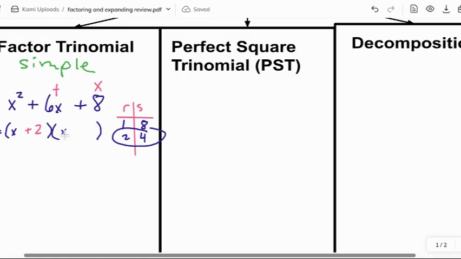And the two roots go in there. Folks, one step. Do you see that? Okay, and then there's 3 versions of simple trinomials.